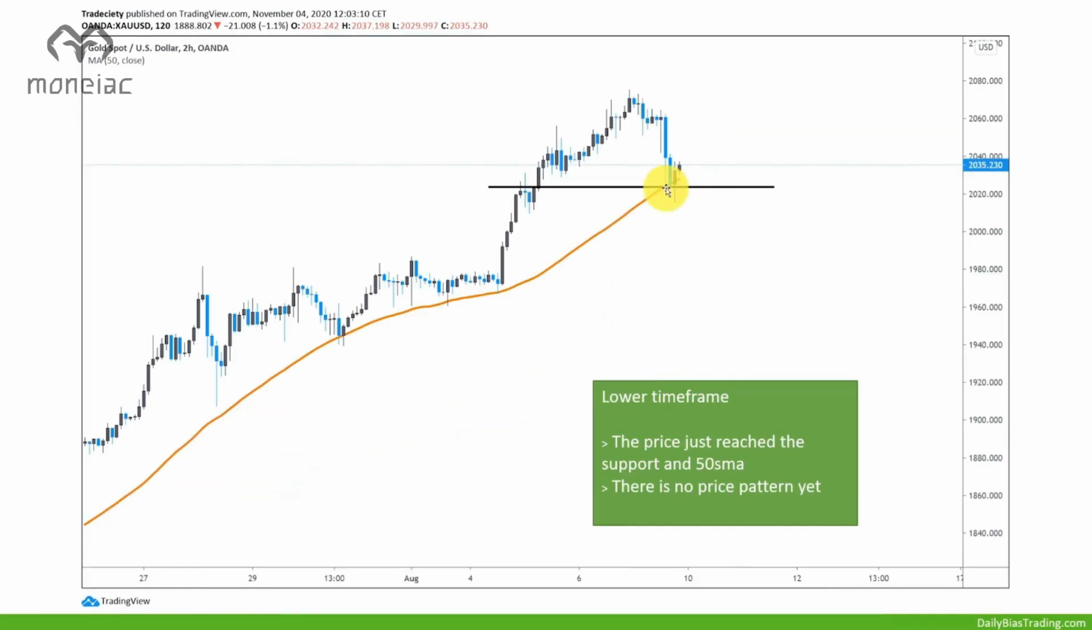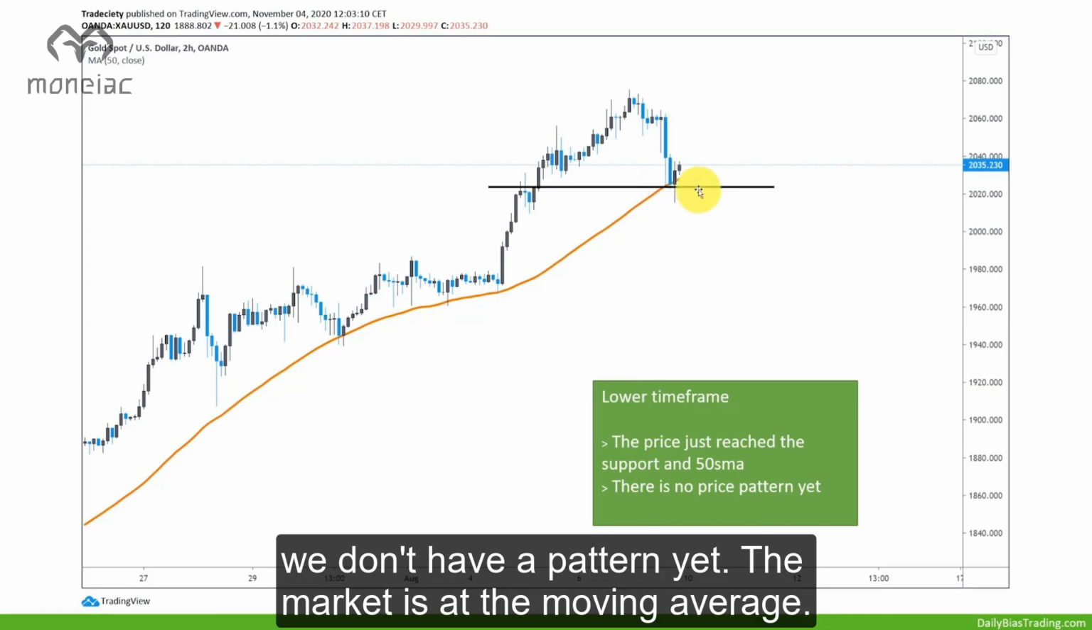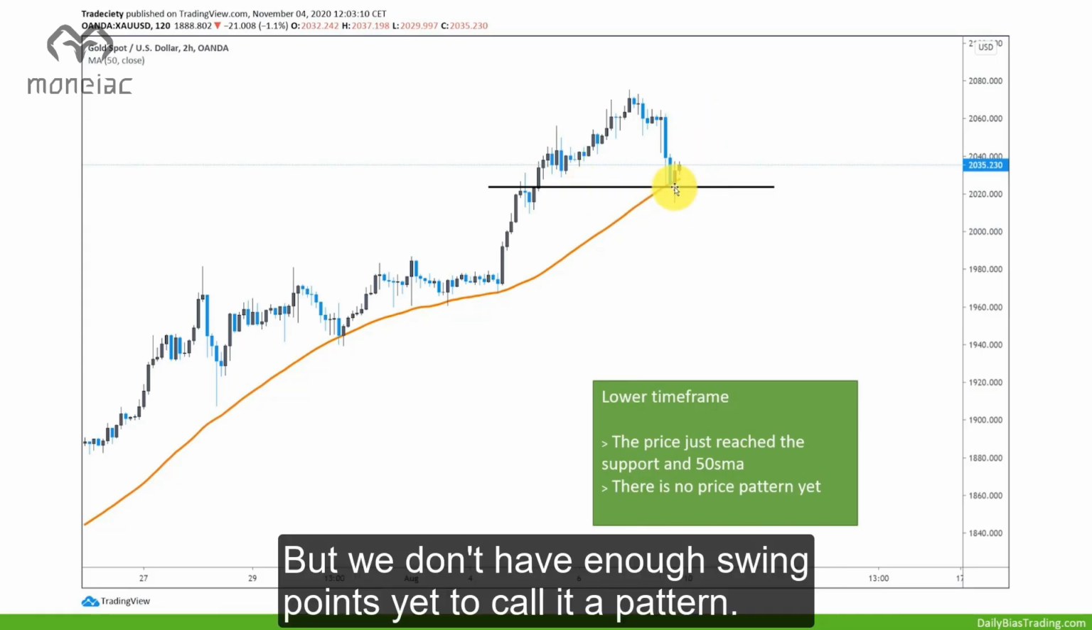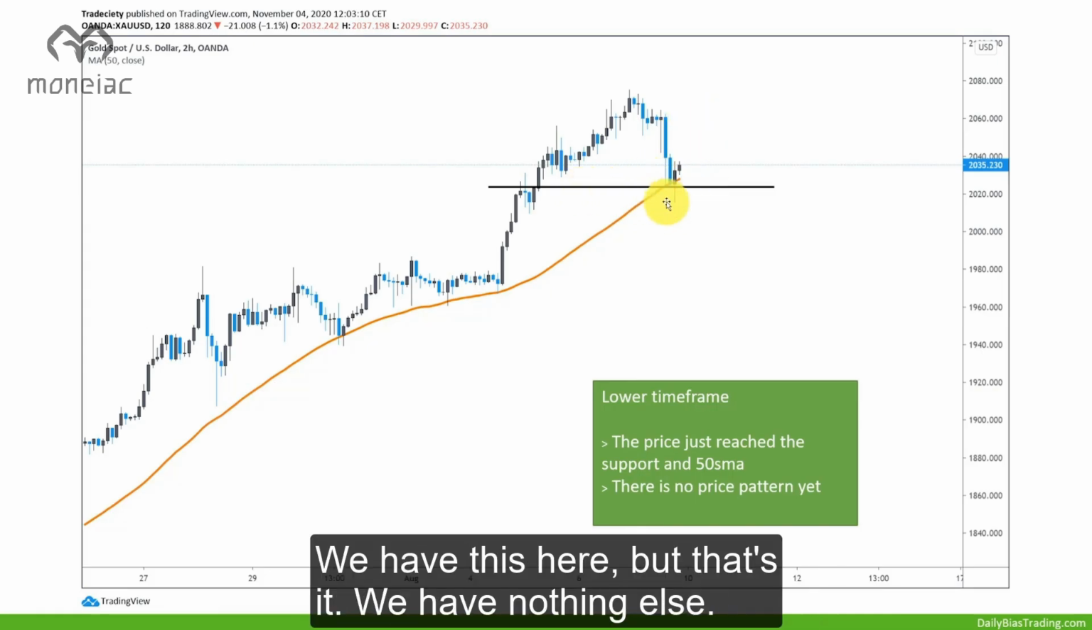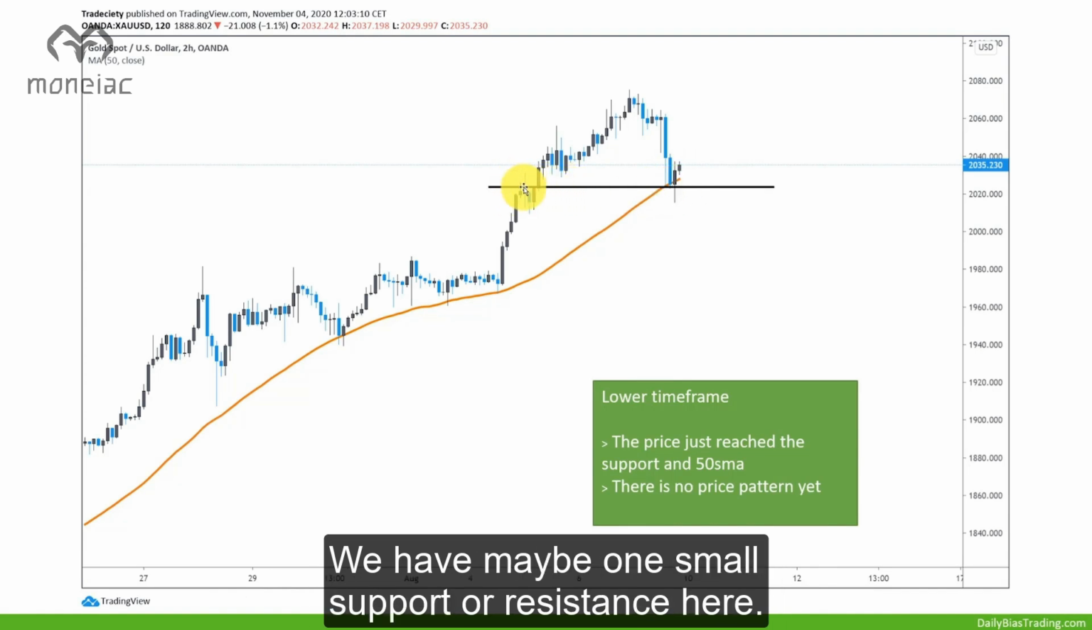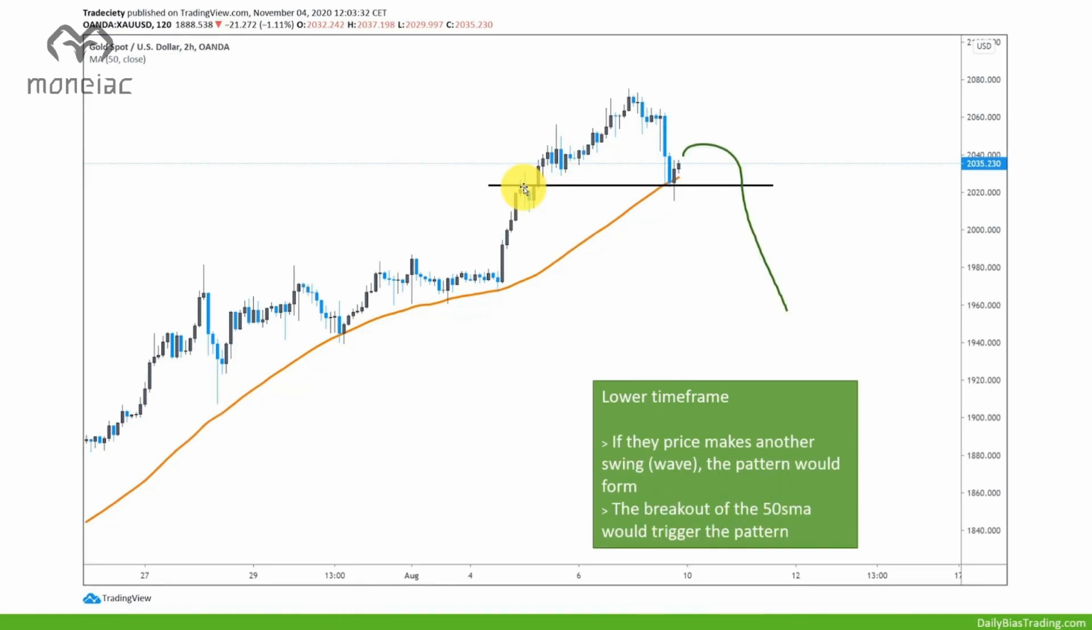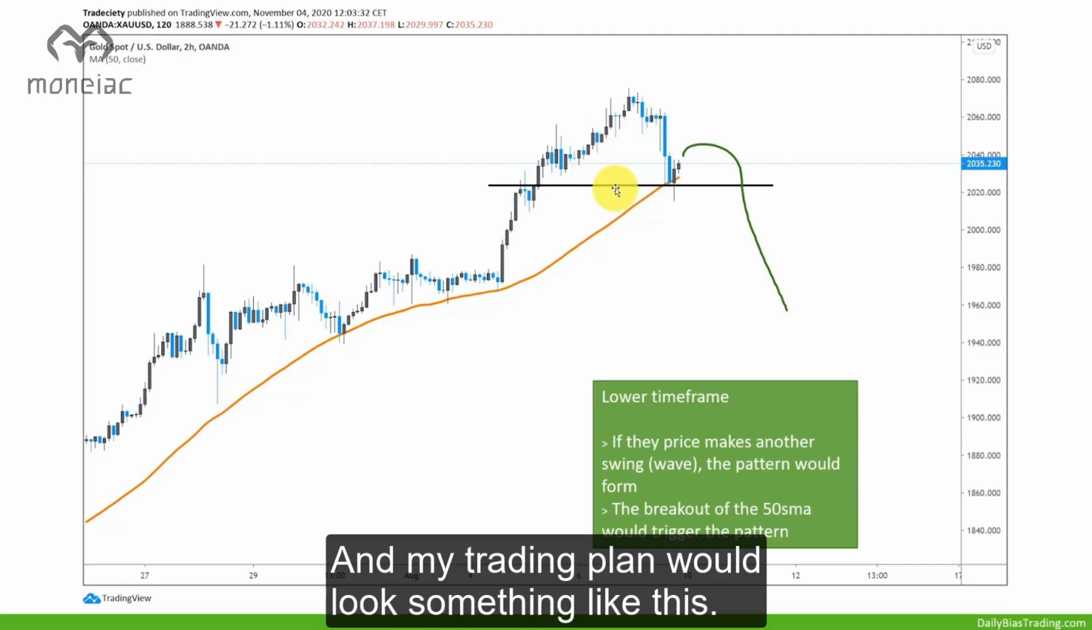You can see we don't have a pattern yet. The market is at the moving average, but we don't have enough swing points yet to call it a pattern. We have this here, but that's it. We have nothing else. We have maybe one small support or resistance here. And my trading plan would look something like this.